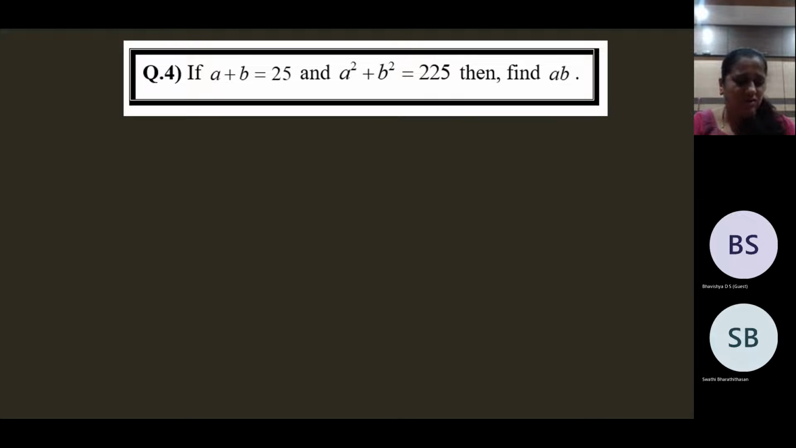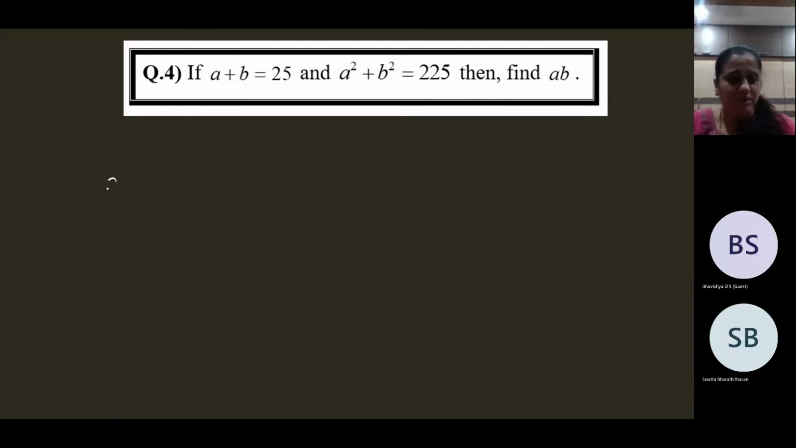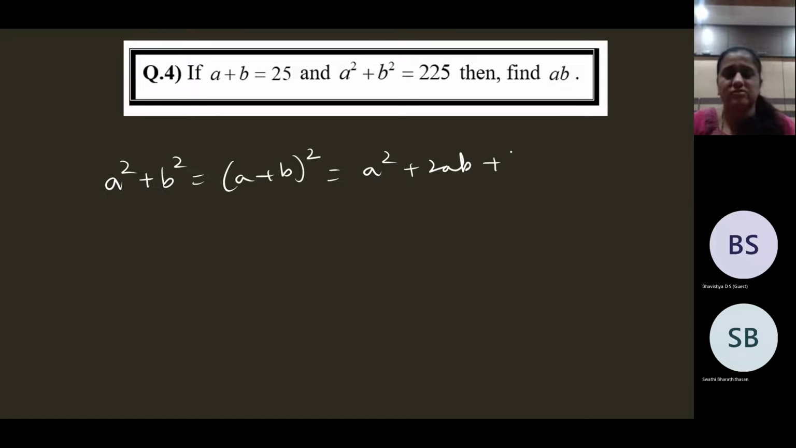But Swati, why are your steps not correct? What is it you've written? A square plus b square is equal to a plus b the whole square. That's not the identity. See, there is a step like this in your book. Okay, you've written a square plus b square is equal to a plus b the whole square is equal to a square plus 2ab plus b square. This is wrong. This one is wrong.